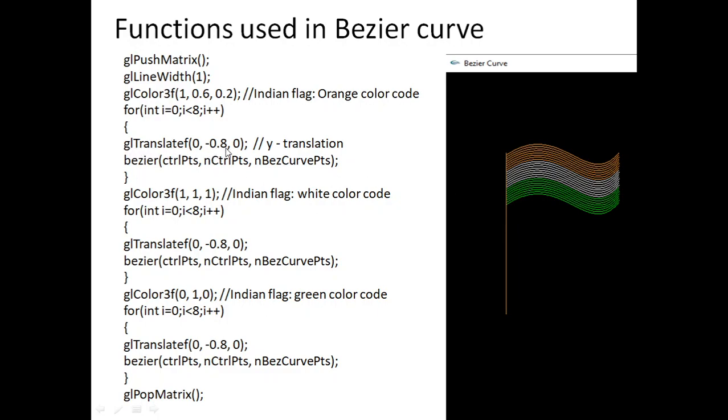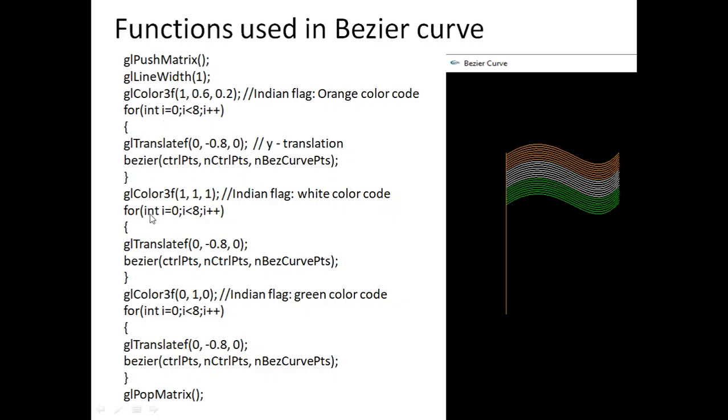We are applying glTranslate for the distance between each curve, and we are calling the Bezier function. By calling the Bezier function we are passing these parameters: control points, we know 4 control points, the number of control points 4, and the number of Bezier curve points. So in between the first point and the last point, how many points are we drawing? 20, already we have declared.